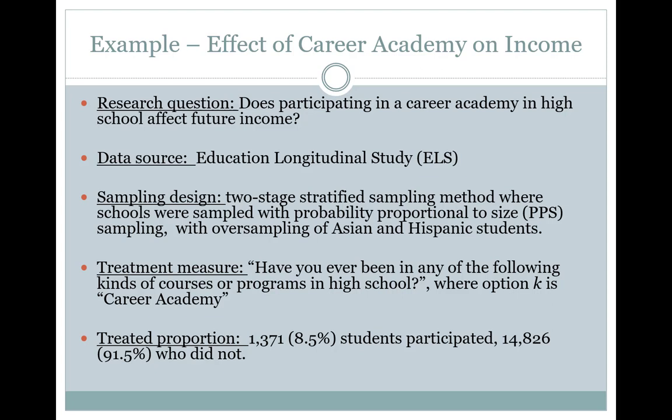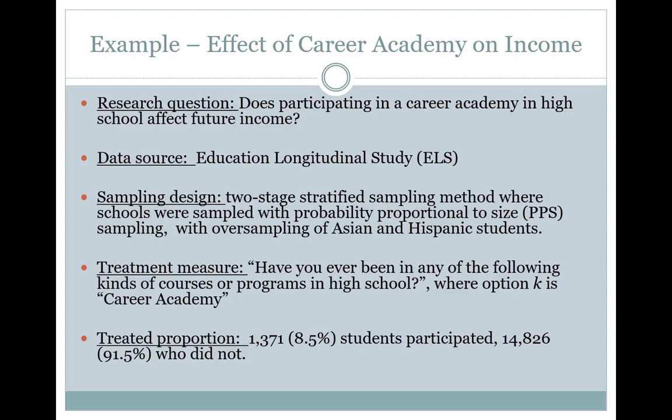And because of that, and also the fact that it oversampled some students, we will need to use sampling weights that come with the data set in order to do any type of statistical analysis, including the estimation of propensity scores. Now, the treatment measure here is the answer to a question: have you ever been in any of the following courses or programs in high school? And one of the options is career academy. So individuals that answer yes to that question are in our treatment group. Individuals that answer no are in the control group.